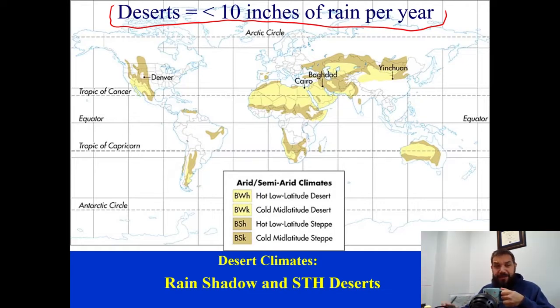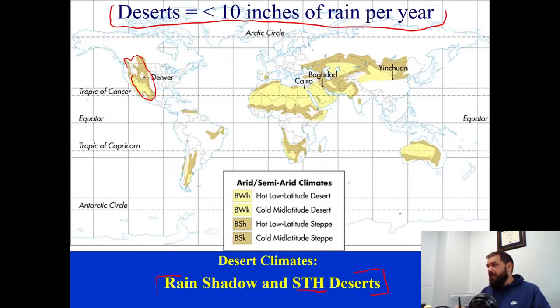And we have some deserts here in the United States, right? You'll see a lot of the United States, especially the western United States, is covered with desert, and a lot of Mexico is covered with desert as well. So we're going to talk about some of these different kinds of deserts. There are a lot of different kinds, but the main two kinds that I wanted to talk about today are rain shadow deserts and what are called STH deserts. STH deserts are subtropical high deserts.